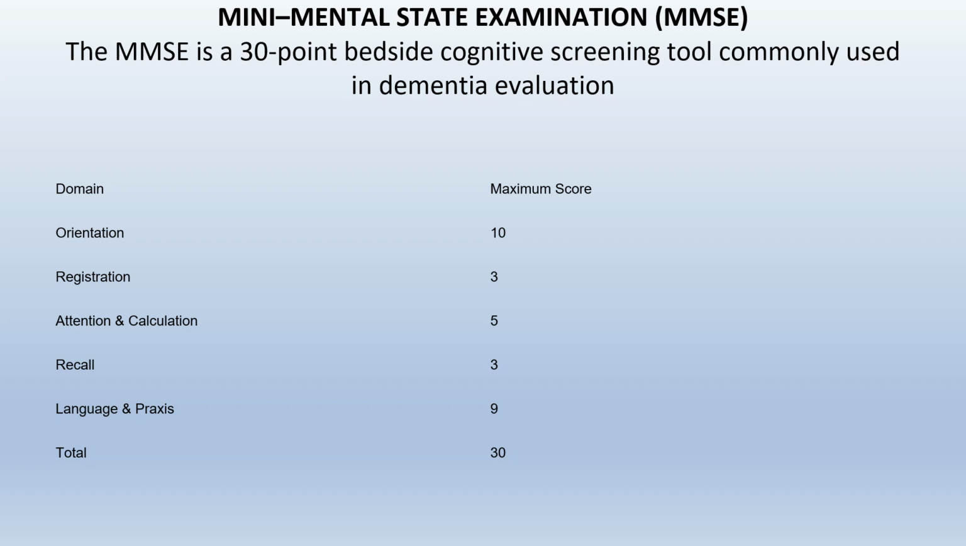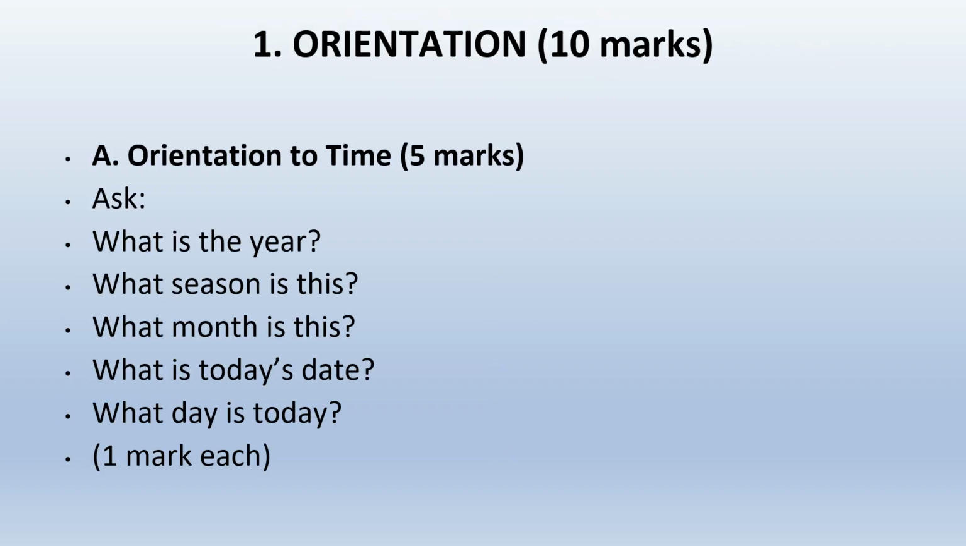The domains tested are orientation, registration, attention, recall, language, and the total score is 30. Orientation is given a score of 10, registration 3, attention 5, recall 3, language 9, total of 30. Coming to orientation, it is given 10 marks.